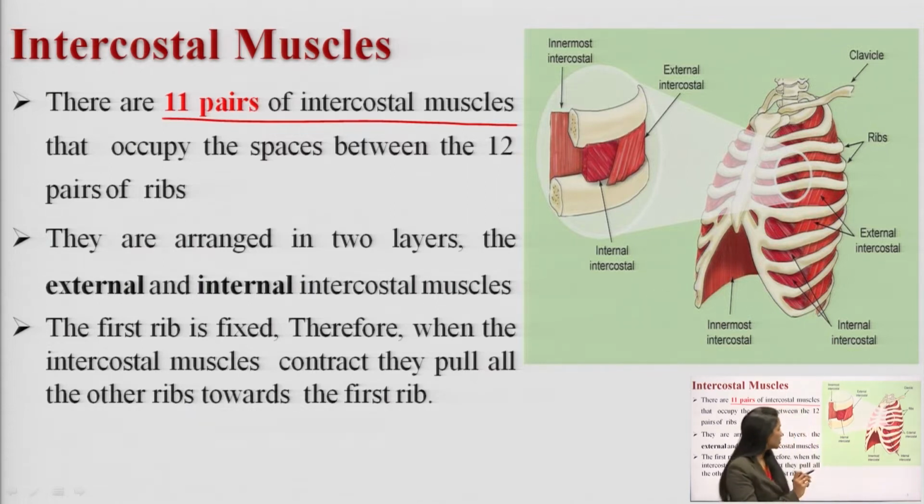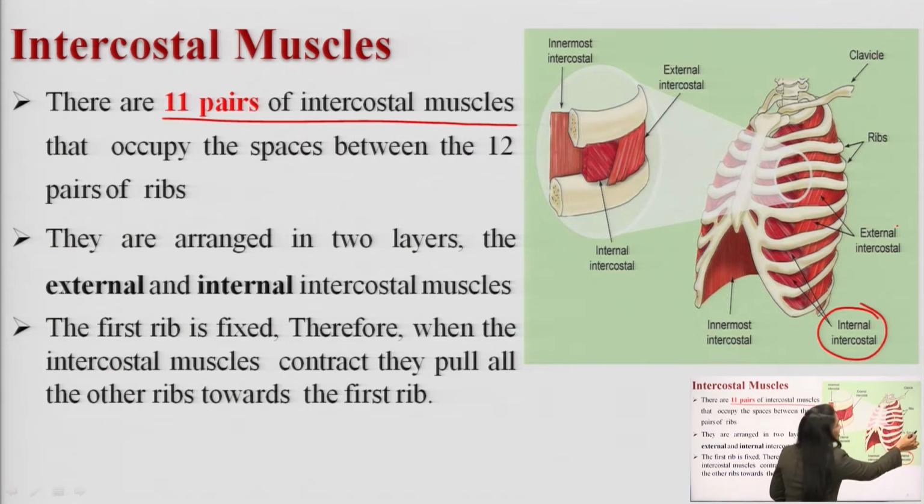Look at this picture. You can see this is an internal intercostal muscle and this is an external intercostal muscle. These are the ribs, and the intercostal muscle is arranged in between the 12 pairs of ribs, so totally there are 11 pairs of intercostal muscles. This is the internal intercostal muscle, this is the external intercostal muscle, and this is the innermost intercostal muscle.